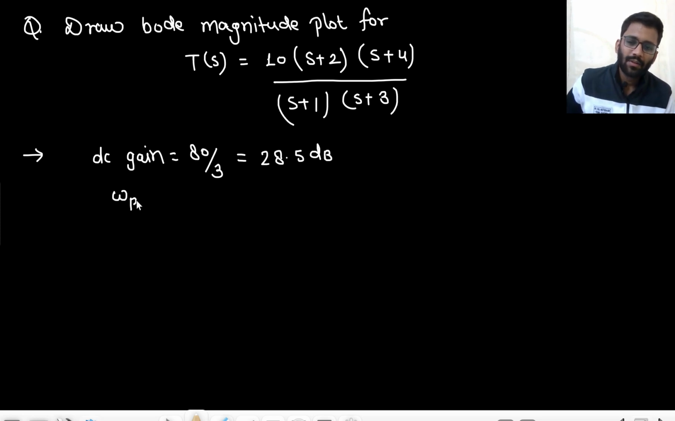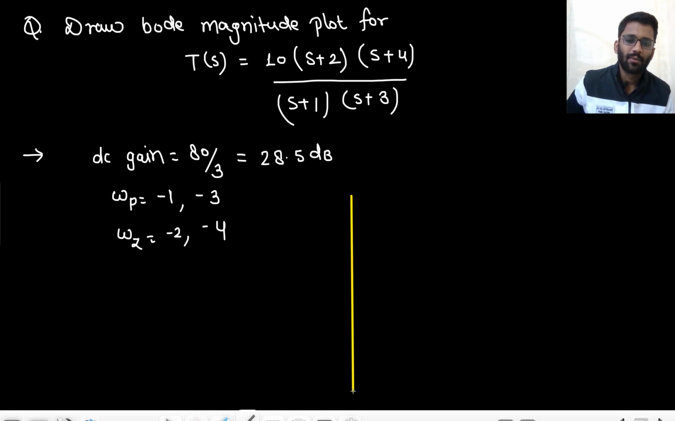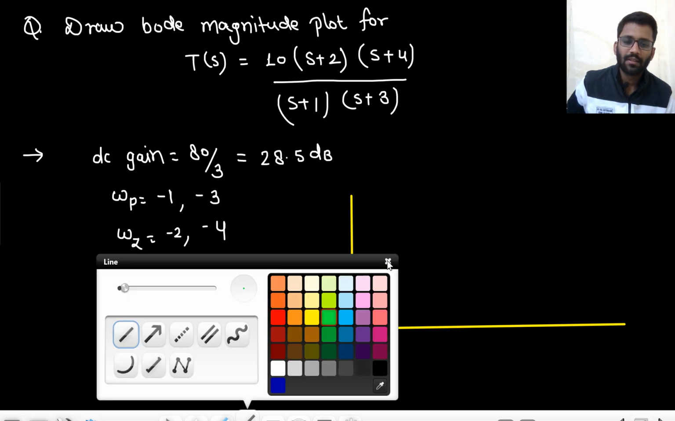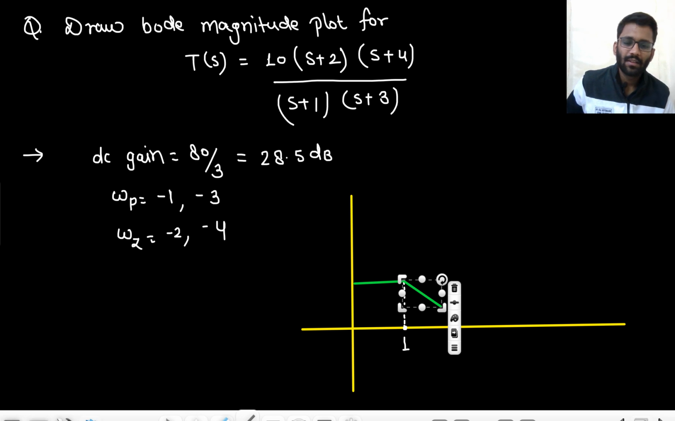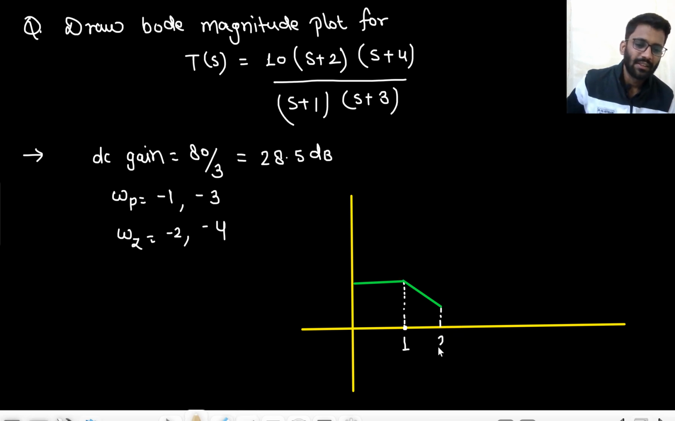Now what is the location of the poles? That is -1, -3. What is the location of the zeros? That is -2, -4. Now tell me, how will the graph look? First you have a DC gain. Well and good. So start with the DC gain, that is 28.5 dB. Then what do you encounter? You encounter a pole first. So pole will give you -20 dB per decade. And then at 2 you encounter a zero, which will give you plus 20 dB per decade. Then you encounter a zero here.